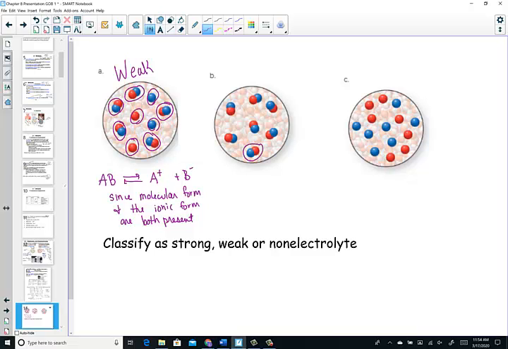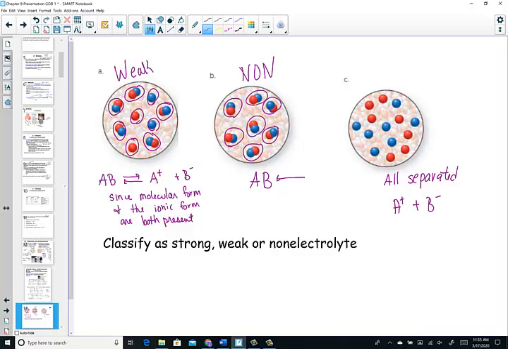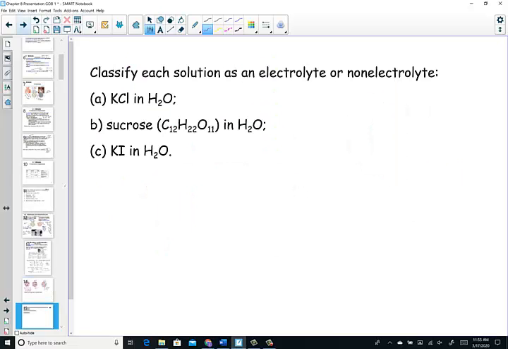I notice in picture B, all I have is the bonded form of this compound, that I don't have any separation at all, so I called this a non-electrolyte. And in letter C, notice that they're all separated. Since they're all separated, you have only what I'm calling A positive and B negative, 100% of those dissociated, that must be a strong electrolyte. Did you get those? I bet you did.